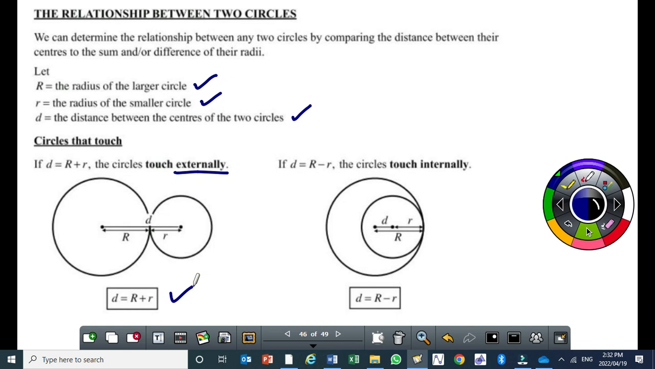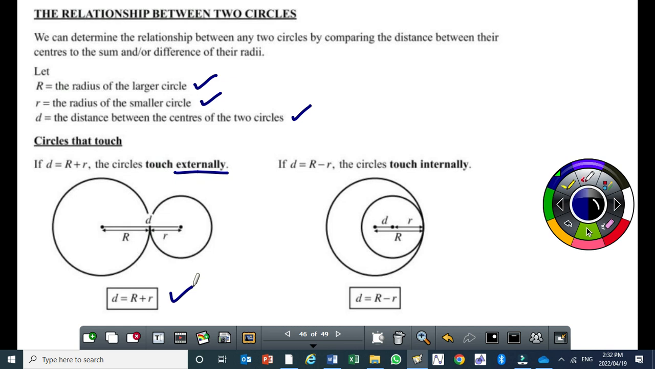If the distance between their centers is equivalent to the sum of their radii, then you can conclude that therefore the two circles touch externally. So this is the first case.